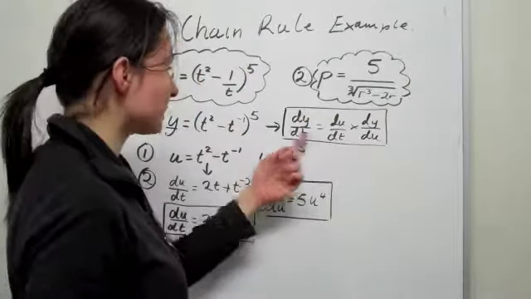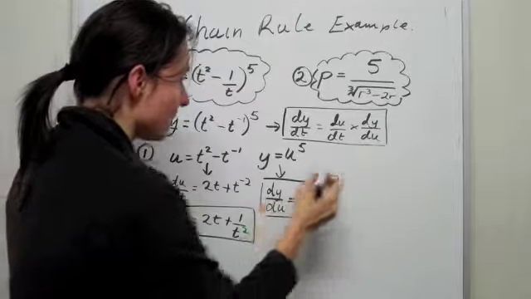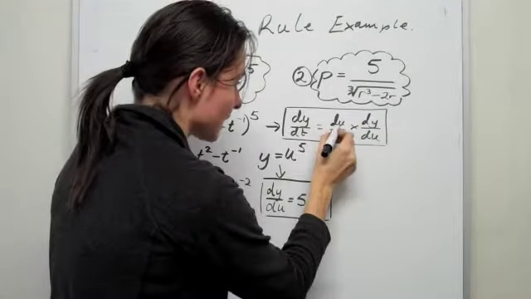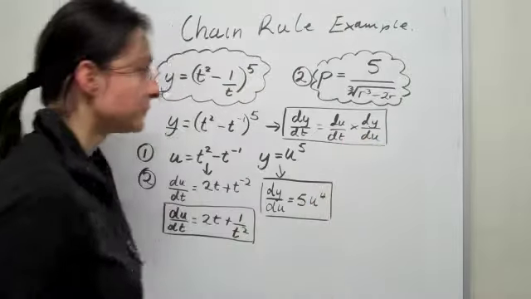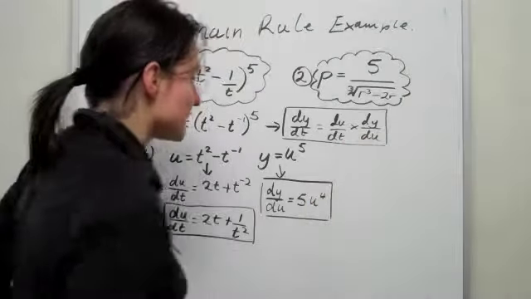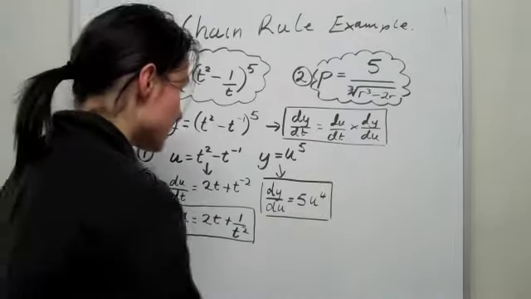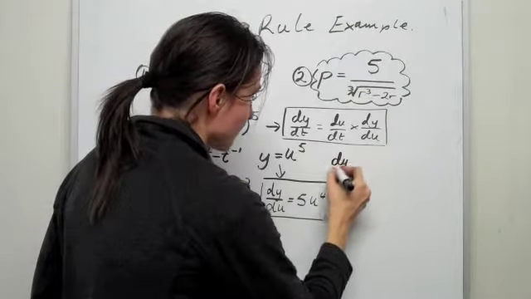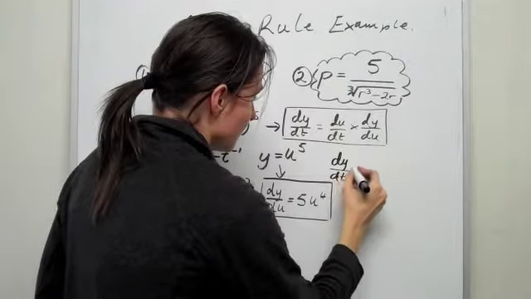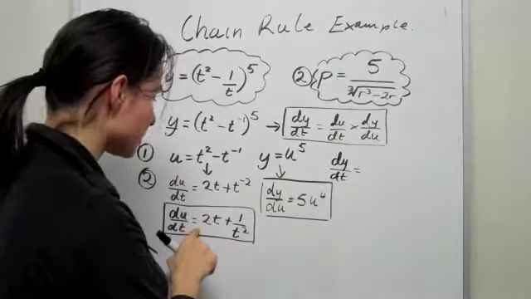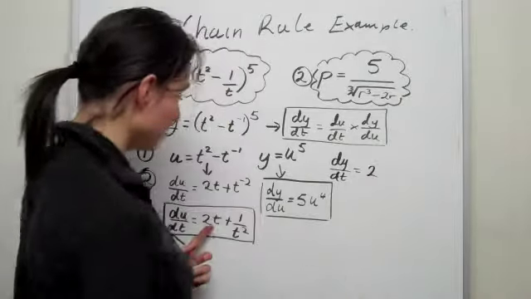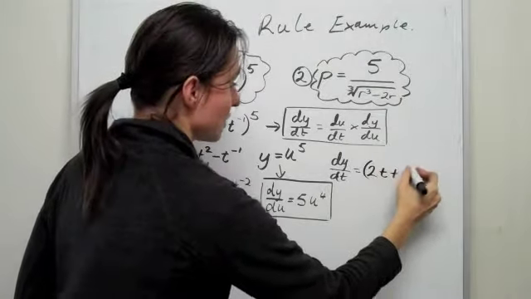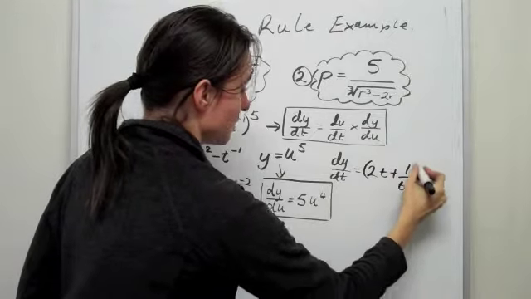That's the way you set up your chain, okay? So you can basically see that this is true because you can cancel out that differential with that one, and you've got dy over dt as your answer. So let's just use these to substitute it back into there. Okay, so we've got dy over dt equals this differential here, which is 2t plus 1 over t squared.